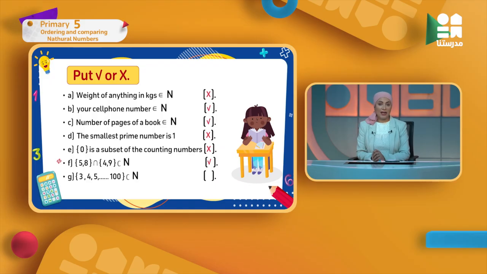Now letter G. The set of elements 3, 4, 5, and so on till 100 is a subset of N. Yes, because all the whole numbers are part of the set of elements N, or the set of natural numbers. So this answer also is correct.